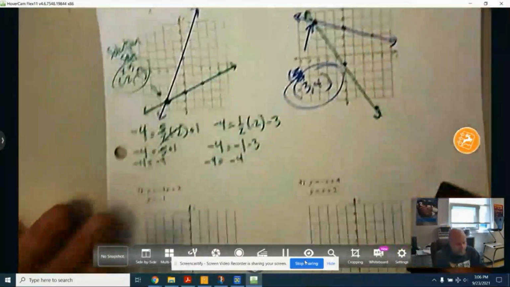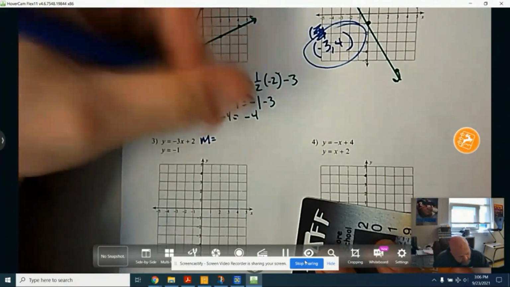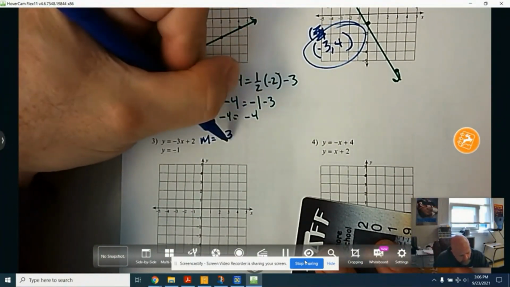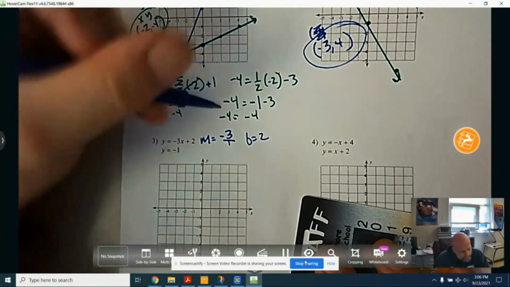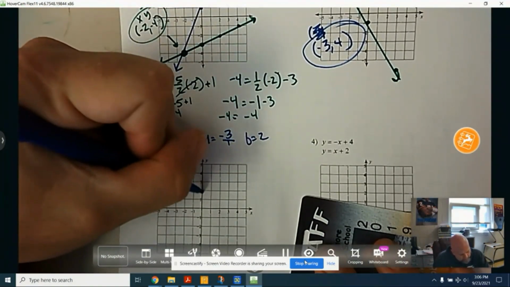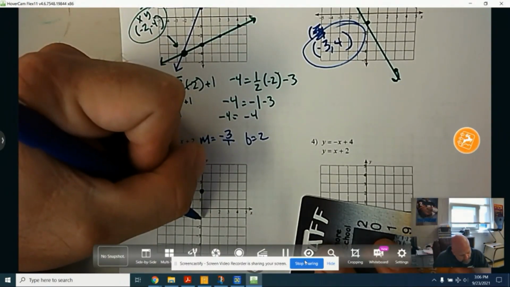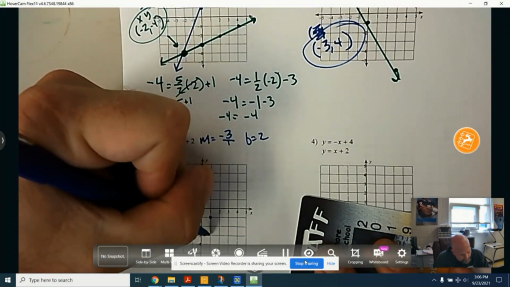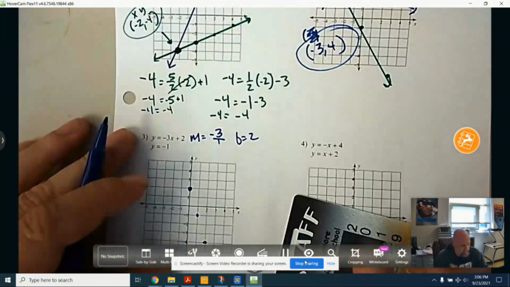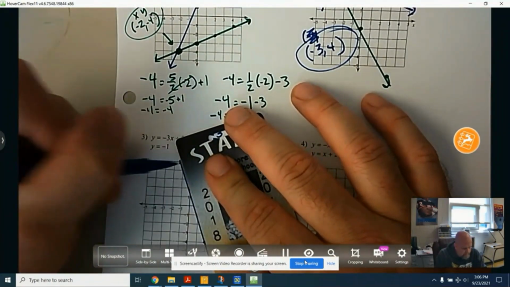Okay, moving on. Let's go to number 3. m equals -3, because it's a whole number I'll put it over 1, and my b is 2. So I'm going to graph that. Start at 2. It's a negative slope, so I go down 1, 2, 3, and then to the right 1. I'm going to repeat. Down 1, 2, 3, to the right 1. Use your straight edge to connect.